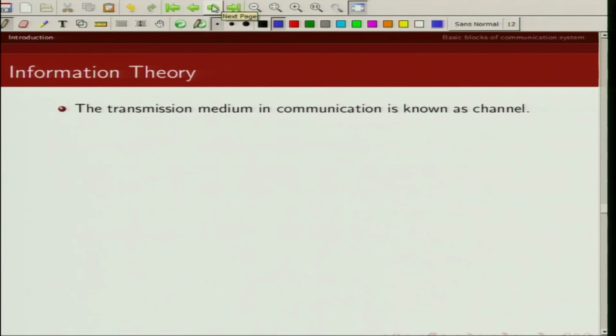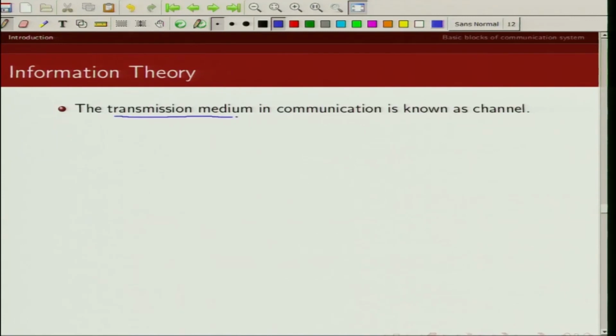Now let's move into the next part of information theory, which will deal with describing or calculating the channel capacity. So let us explain what is a channel and what is channel capacity. So the transmission medium over which we are communicating is known as a channel. So channel is the medium over which we are communicating.